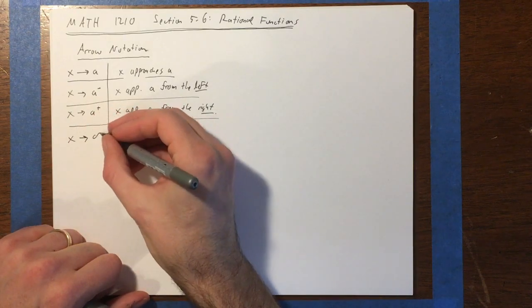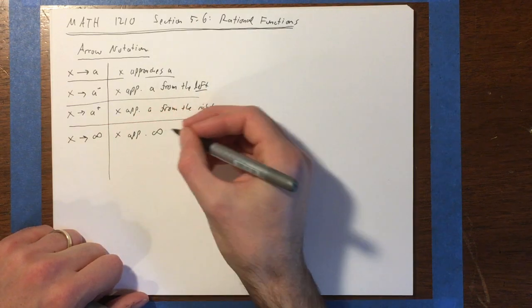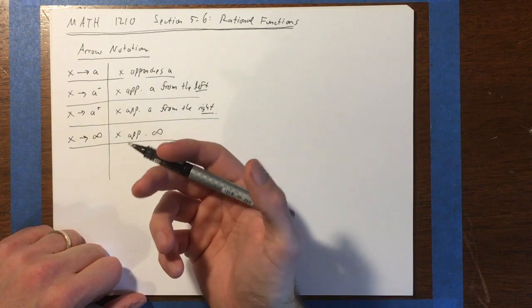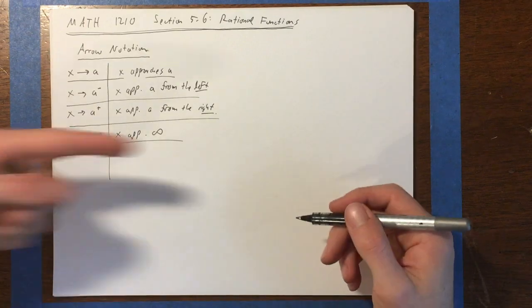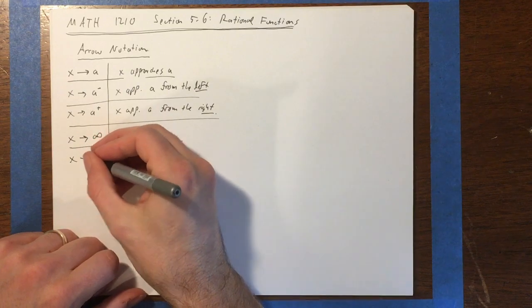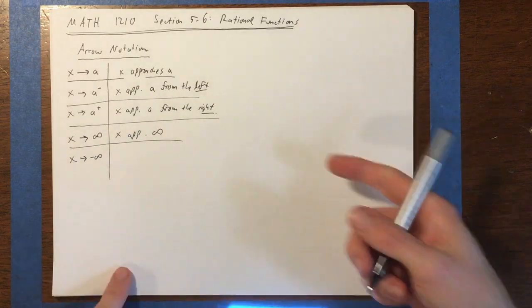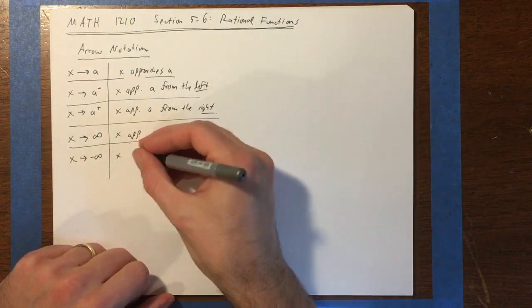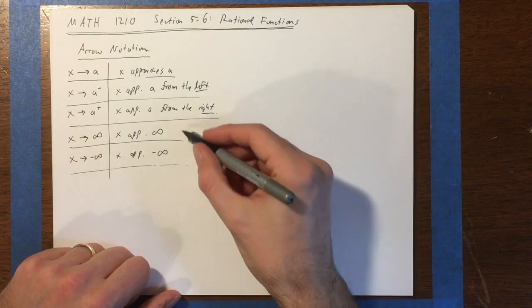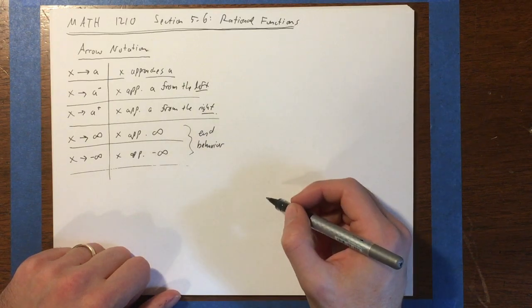We also are going to want to talk about approaching infinity and negative infinity. I've mentioned before that infinity and negative infinity are not numbers, but rather like directions. On the x-axis, infinity is off to the right and negative infinity is off to the left. So with this notation, we can talk about what happens as x gets bigger and bigger and bigger, or what happens as it gets smaller and smaller and smaller. So we're going to be able to use this to talk about end behavior, like we did for polynomials.